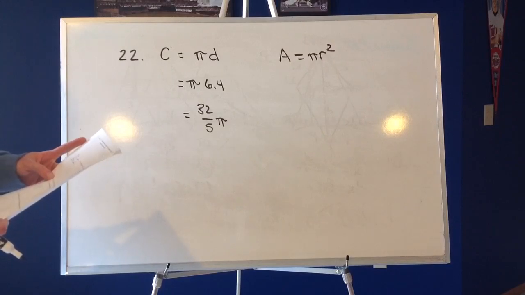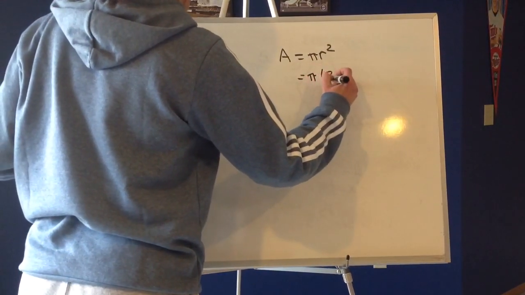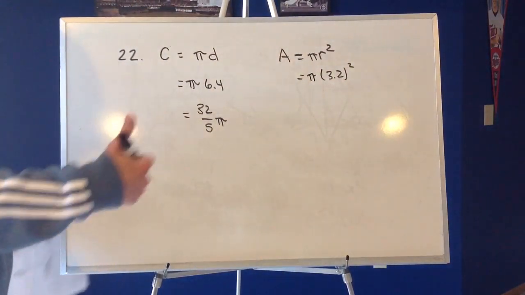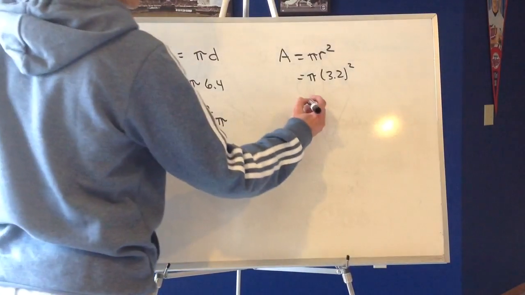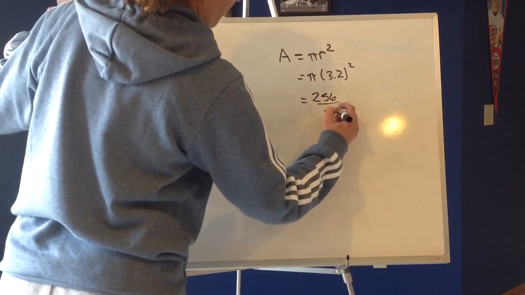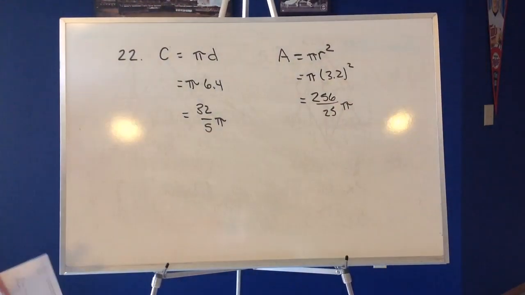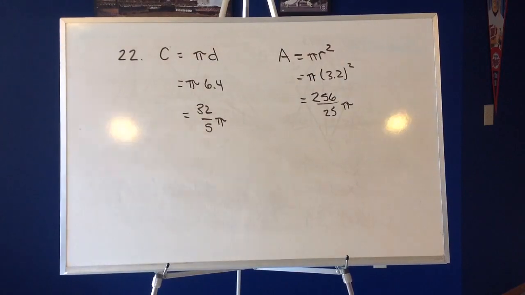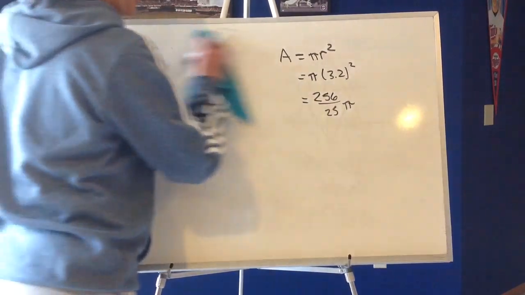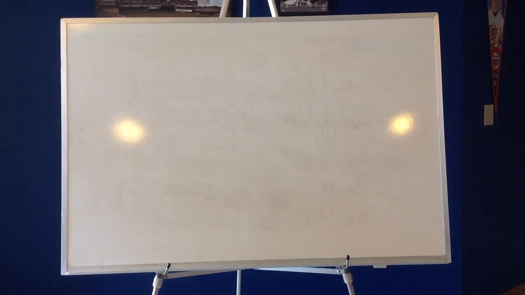Okay, so for area then, you want to take your 3.2 squared. Okay, so you do 3.2 squared, it's going to give you a decimal, change it into a fraction, and when you change it into a fraction, it gives you 256 over 25 pi. Okay, so again, make sure both those are exact. Okay, I will not accept decimals on the quiz either. Okay, so make sure that you get those as exact with your pi's.